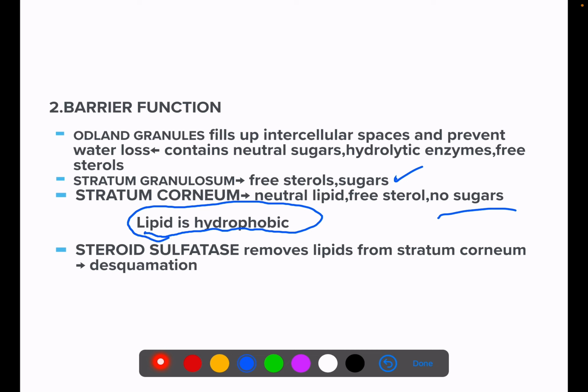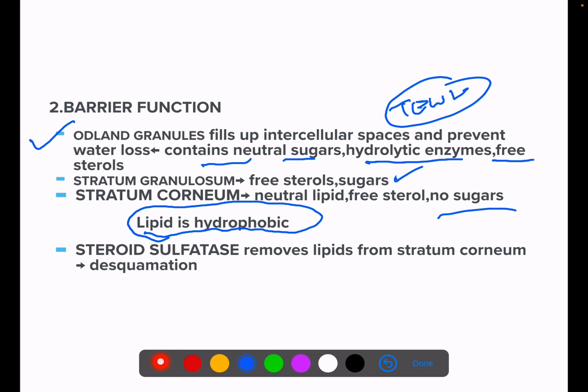Okay. Barrier function we are talking about. So we have Odland bodies. They fill up the intercellular spaces and prevent water loss. TEWL, transepidermal water loss, is prevented here. They contain neutral sugars and hydrolytic enzymes. That's why the water is not being leaked, because there are hydrolytic enzymes there.